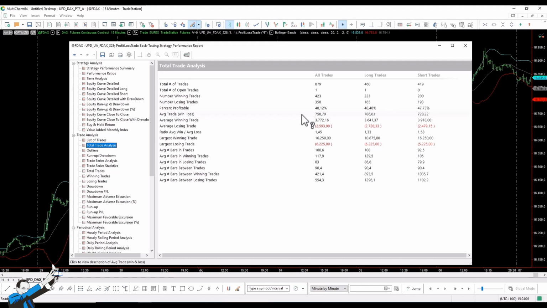And regarding the number of trades, we notice that the strategy makes a smaller number of trades, approximately 880 trades that are well balanced between the long and short side, perhaps slightly more trades on the long side. Regarding the average trade, it's very similar to the average trade of the previous strategy, so 750 euros. And in this case too, it's large enough to cover the trading costs, so commission costs and slippage.